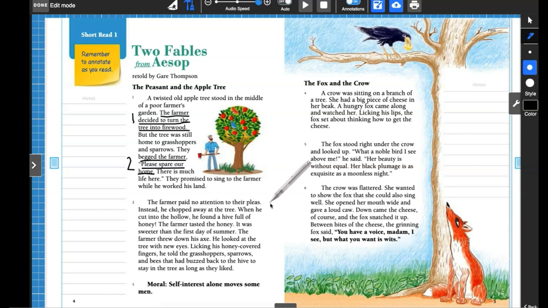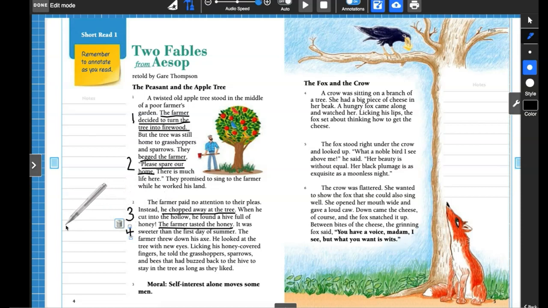In the second paragraph, the farmer paid no attention to their pleas. Instead, he chopped away at the tree. So what is he doing here? What is the action? He chopped away at the tree. That is something he does that will affect what happens next. Because he chopped away at the tree, what did he find? When he cut into the hollow, he found a hive full of honey. The farmer tasted the honey. When the farmer tasted the honey, that's an action. He's tasting the honey, and that action causes something to happen next. So this is a key event. He tasted the honey, and that taste of honey makes him change his mind. So that's a key event.